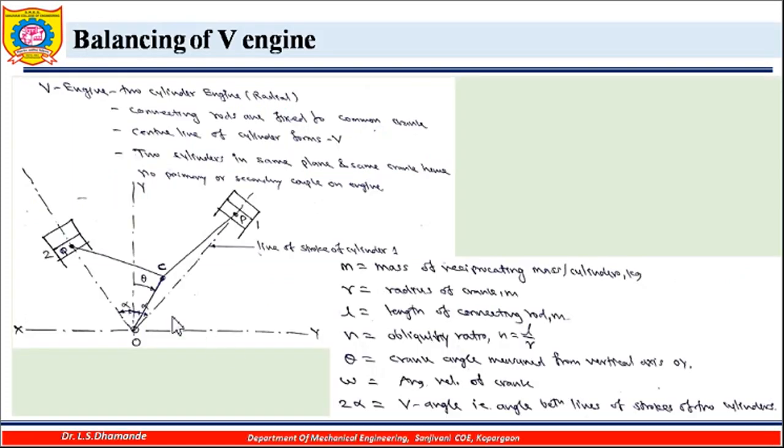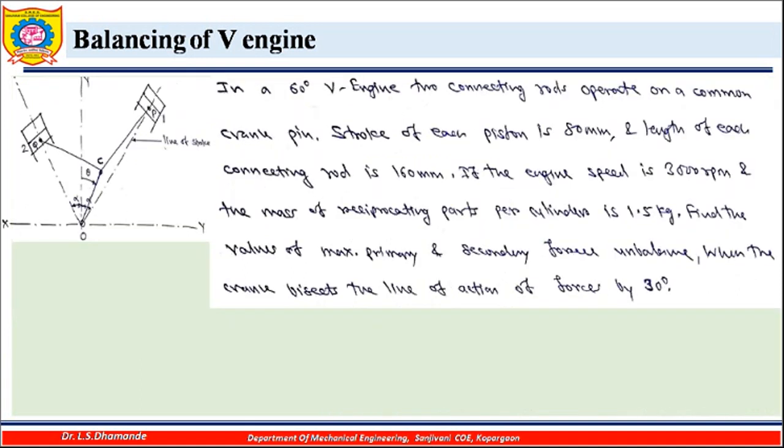So, we have seen the simple V engine and the different terms that we use for finding out the unbalanced primary and secondary force. As there is no primary and secondary unbalanced couple in the case of these two-cylinder engines, but if there are higher versions of engines, in that case there may be a couple also. So here we will see one numerical based on this.